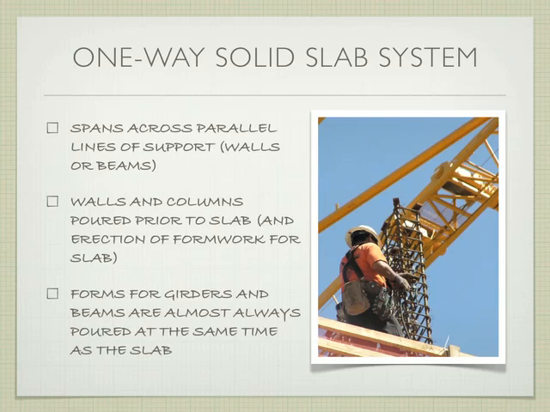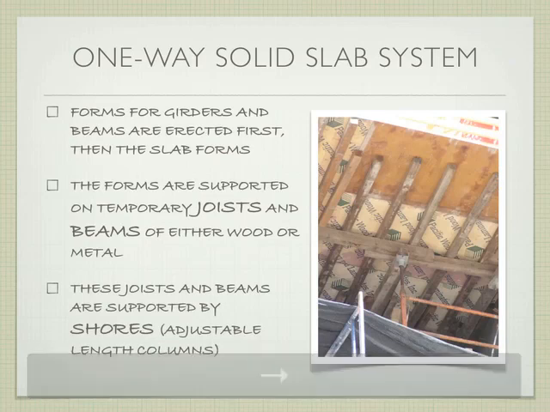So a one-way solid slab system is going to span across parallel lines of support, which I've said several times. The walls and the columns are going to be poured prior to the slab. But forms for the girders and or the beams are going to be poured at the same time as the slab. Okay? So vertical stuff is poured first, then all of the floor level is poured, including the beams and the girders. So the forms for the girders and the beams are put in first, then the forms for the slabs are put in. Recognizing that the whole thing is going to be poured at one time, we start with the beams or the girders.